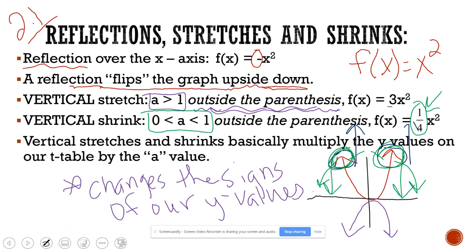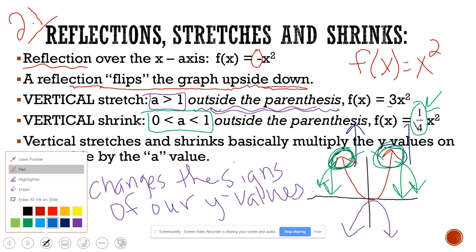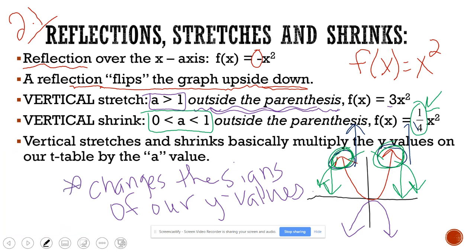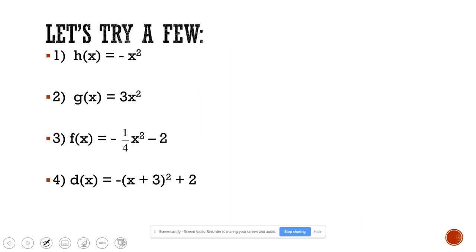When we're trying to figure out vertical stretches and shrinks, basically what we're doing is multiplying our y values on our t-table by whatever that a value is. Let's try some. Pause right now if you need to grab your graph paper and any colored pens or pencils if you're showing your transformations in colors.